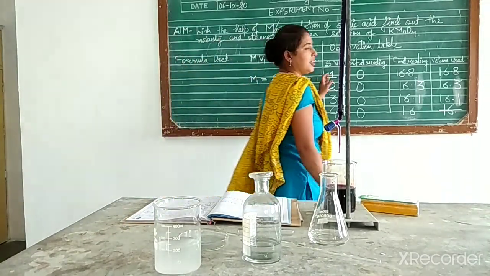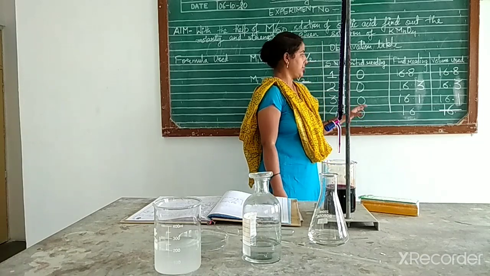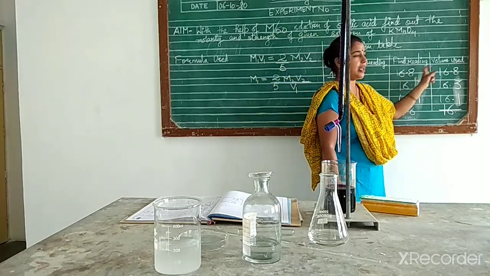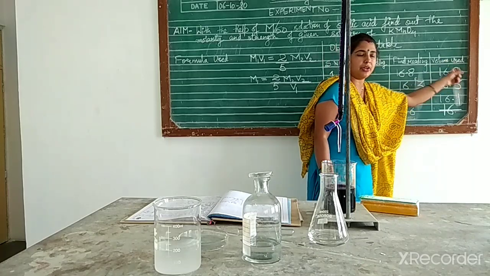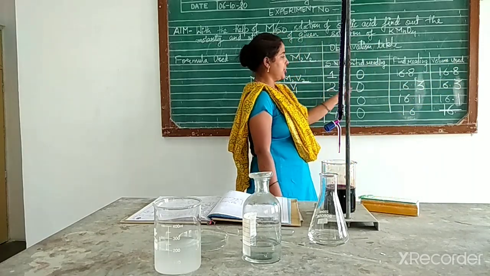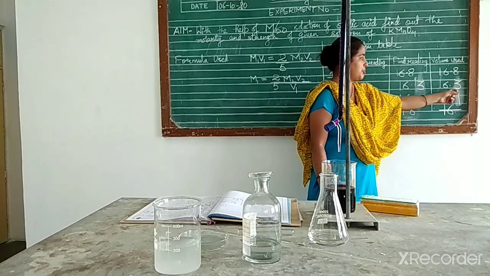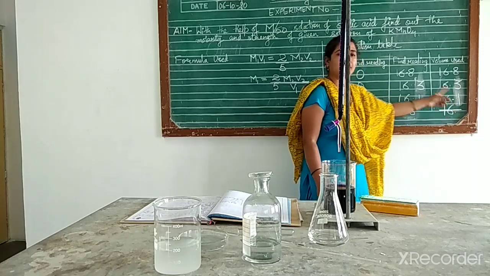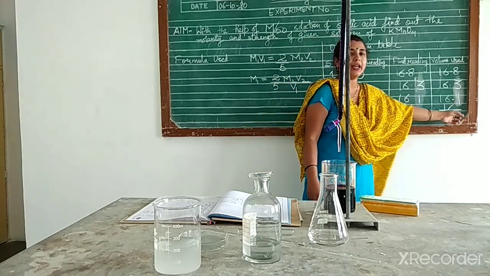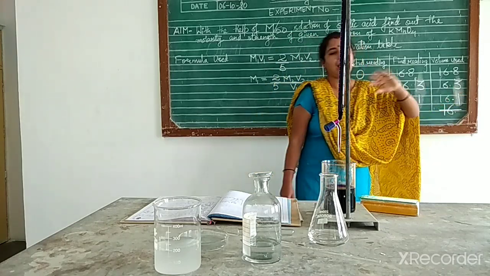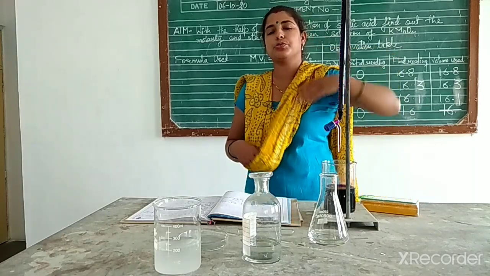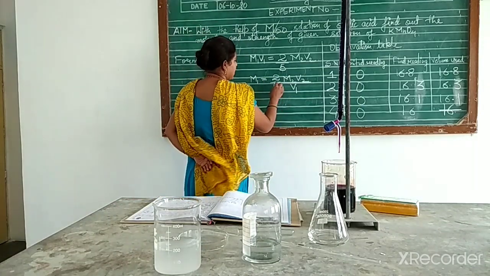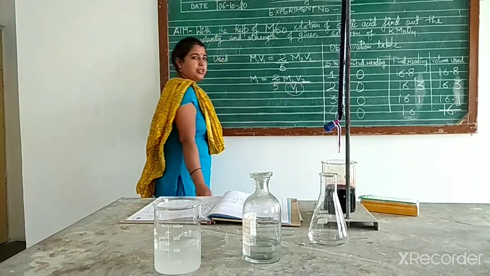So we have repeated the process 4 or 5 times. In the first reading, we got 16.8, so the volume used is 16.8. In the second time, we got 16.3, so the volume used is 16.3. Third time, we got 16.1. Fourth time, we got exactly 16. And after that, we did the process 2 or 3 times and got the reading 16. So here, the value of V1, we will put 16.